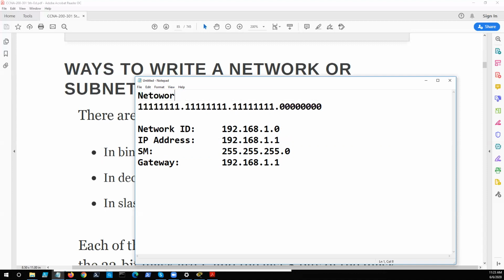Magsasubnetting kayo mamaya. Checkin natin. Checkin ko to. Kaya makinig kayo. Nakakalito to. Network.